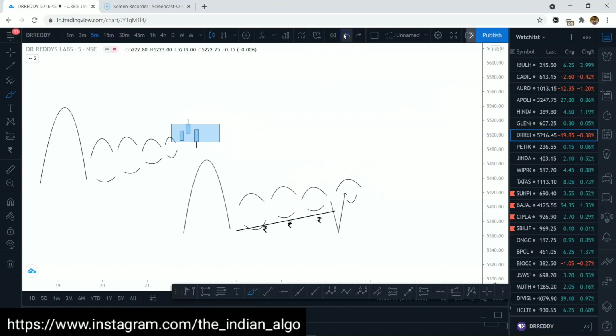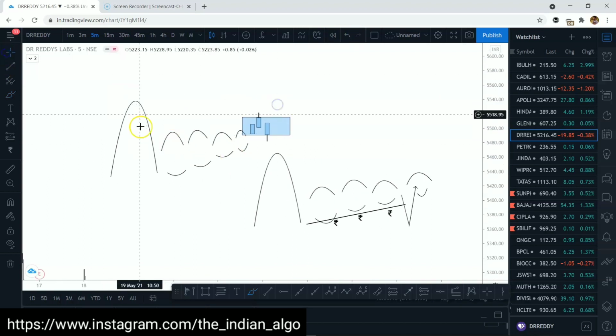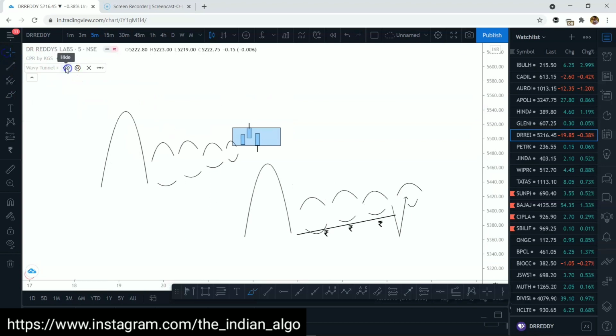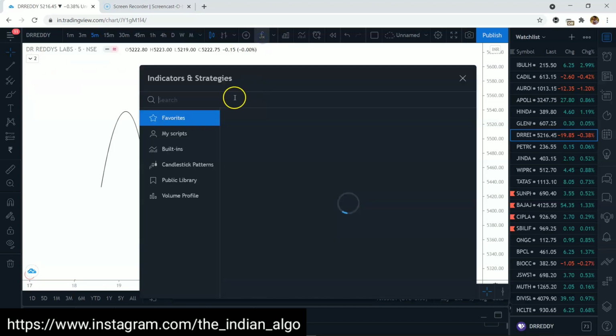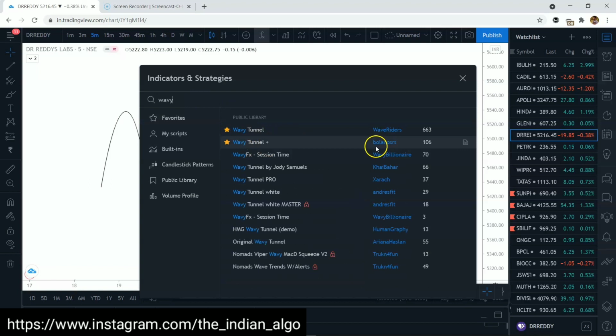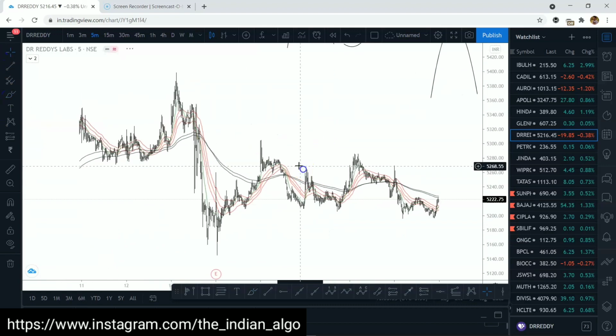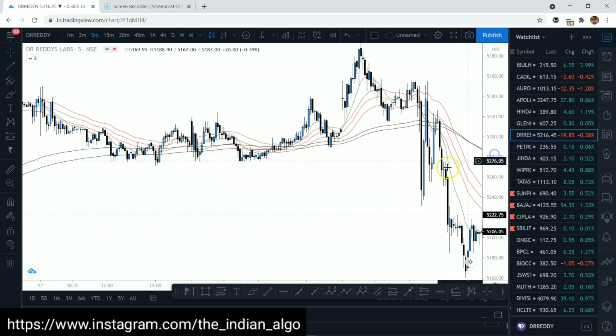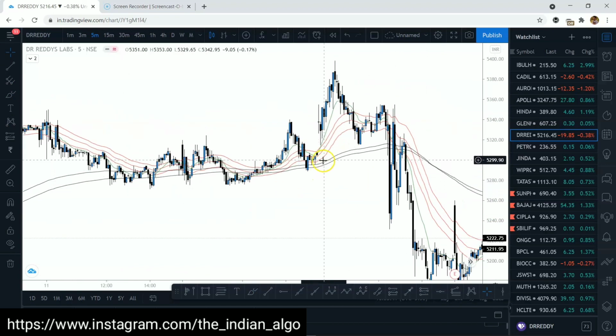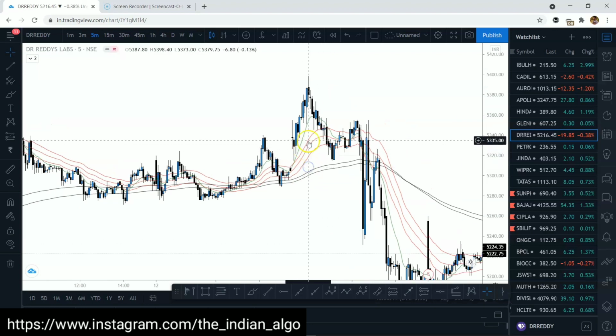This is what you are supposed to be looking for. Now, which is the indicator that I use? It's this one. We have here Wavy Tunnel Plus. All you can do is simply go here and type Wavy Tunnel Plus. You will get this by Bolan, or I don't know how to pronounce it, but you can use this particular indicator. How does it look? If I zoom in, you will see here we have these black EMAs and these red EMAs. So this is what you can use.